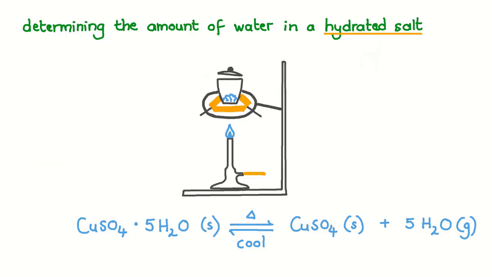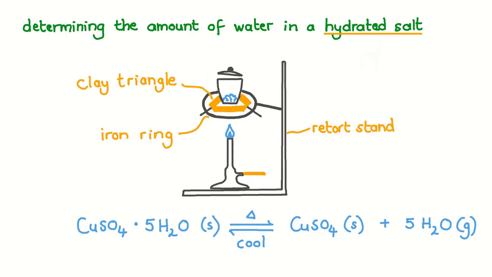The setup of this volatilization process is as follows. An iron ring is clamped to a retort stand. A clay triangle is placed on the iron ring, and a crucible containing the hydrated salt is placed onto the clay triangle. The contents are strongly heated. The crucible lid is left slightly open to allow water vapor to escape. Periodically, the lid is put back in place, the heat is removed, and the crucible is allowed to cool.